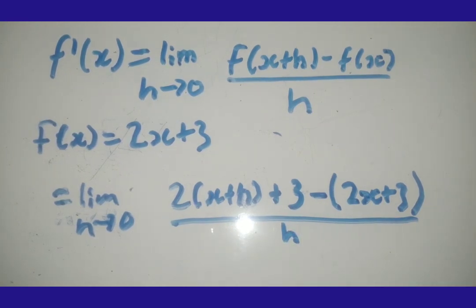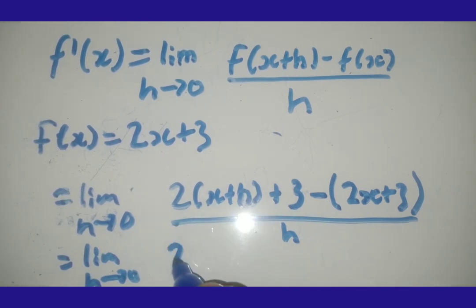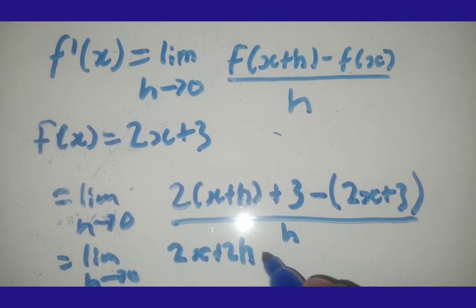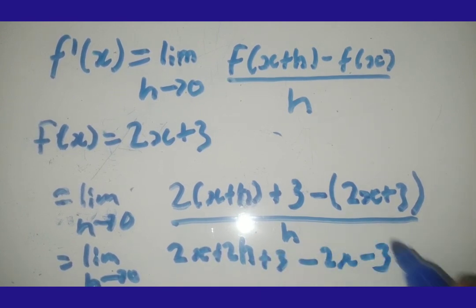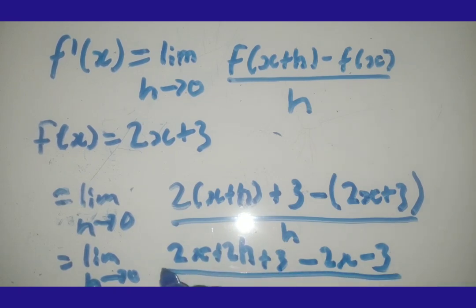And then from here, now we can distribute. So the next step will still say limit as h tends towards 0. As long as h is the denominator, we'll say limit as h tends towards 0. So let's distribute. So then this is going to be 2x plus 2h plus 3 minus 2x minus 3. We're just distributing. And this is going to be over h.